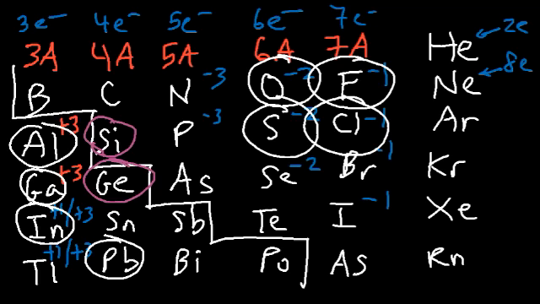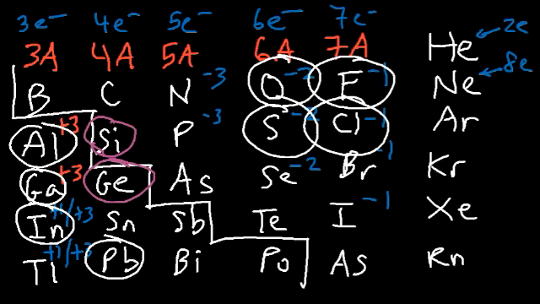Metals conduct electricity. Metals can also conduct heat. Metals are malleable. They can be hammered into sheets, and they're ductile. They can be drawn into wires. Nonmetals do not conduct electricity. Metalloids conduct a small amount of electricity. Nonmetals are insulators. Metals are conductors. Metalloids are conductors but with a very high electrical resistance. So metalloids conduct only a very, very small amount of electricity.